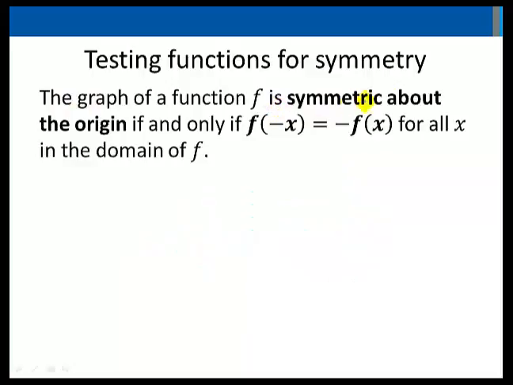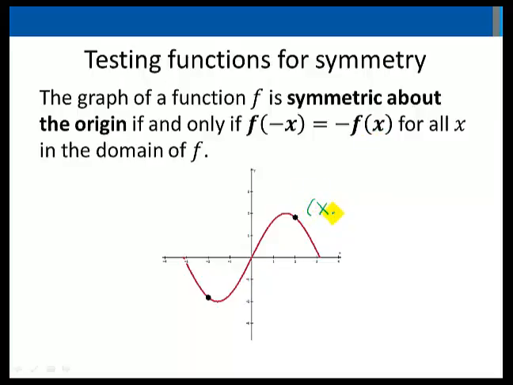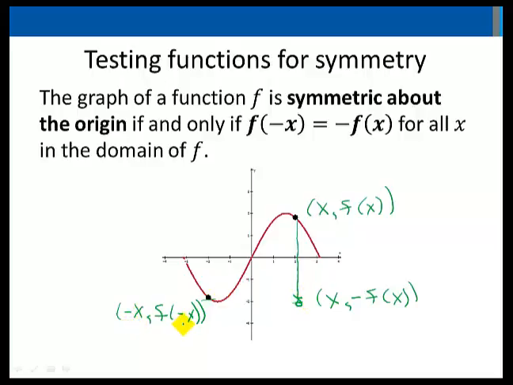The graph of a function f is symmetric about the origin if and only if f of negative x equals negative f of x for all x in the domain of f. So here is the graph of a function f. This is an odd function. The graph is symmetric about the origin. Notice if the point x, f of x, is on our graph, and the point negative x, f of negative x, is on our graph, then if we take this point negative x, f of negative x, reflected about the x-axis, we'll have the point negative x, negative f of negative x. And if you look here, the y coordinates of the points negative x, f of negative x, and x, negative f of x, are the same. In other words, f of negative x is equal to negative f of x.